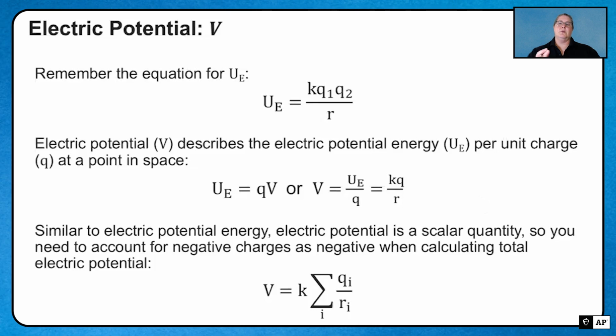Sometimes when we talk about summing them up, we say that V equals K, and then we have the sigma symbol for the sum of the individual Q divided by R. So the charge divided by how far it is from where we want to know the potential, and we sum all those up. Again, making sure we plug in the negative if we have a negative charge.